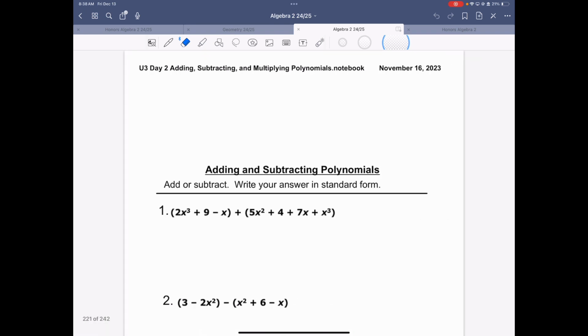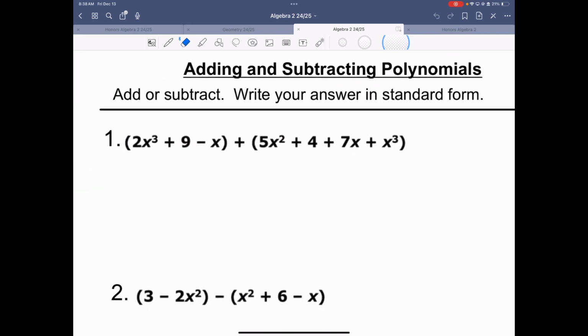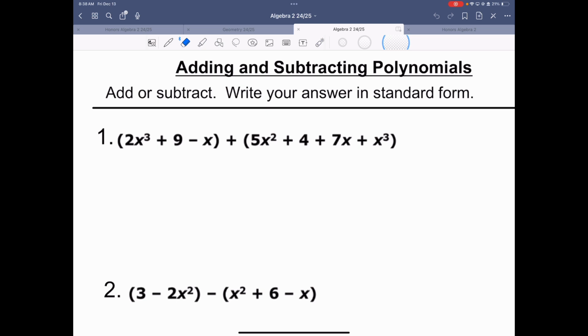So adding and subtracting polynomials, the best way to do these is just to go. When you add and subtract polynomials, none of the wording needs to be done. There's no sense writing that. Just write down the problem. When you add or subtract polynomials, you combine like terms. That's all you have to do, is combine like terms.